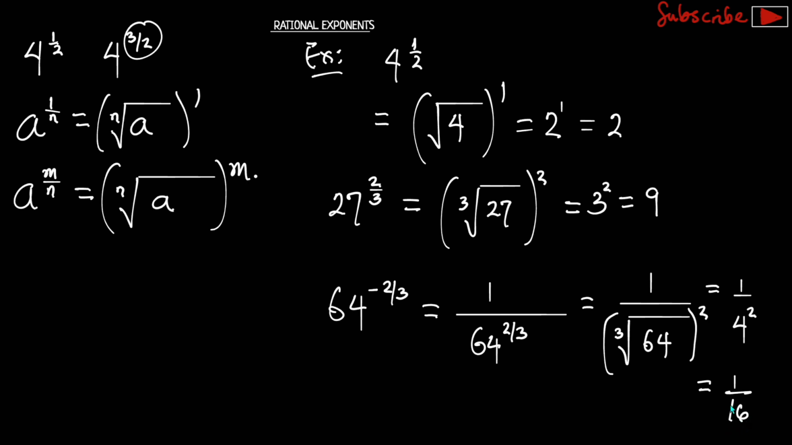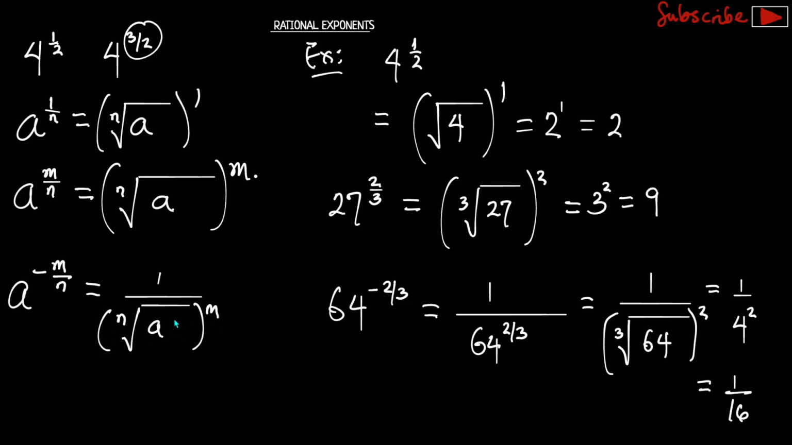Now that is how to solve problems that are related to rational exponent. It could be negative and it could be positive. As you've seen with 64 raised to the power of negative 2/3, if you have a raised to the power of negative m over n, you can easily say that this is equal to 1 over the nth root of a all raised to the power of m.